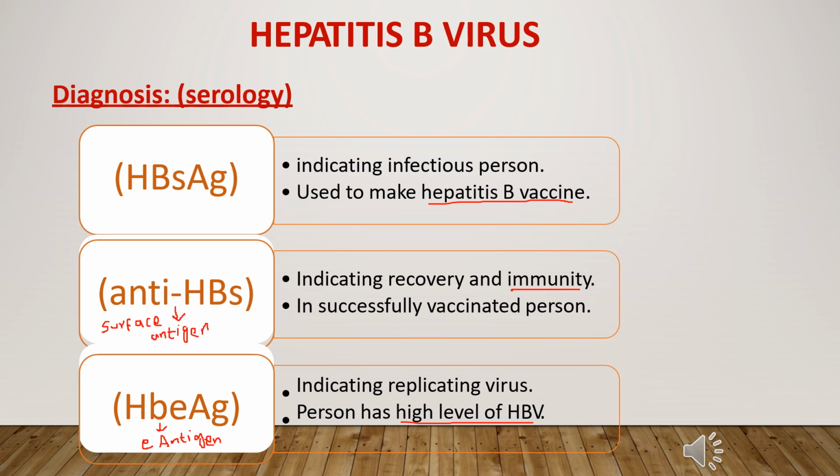The second one is anti-HBs. Hepatitis B surface antibody indicates recovery and immunity from hepatitis B virus infection. It also develops in a person who has been successfully vaccinated against hepatitis B. The third one is HBeAg, hepatitis B e antigen. These are viral proteins made by the hepatitis B virus and released from infected liver cells into the blood. It indicates replicating virus and that the person has a high level of hepatitis B virus. This test detects how much virus is in the blood, as a result of very acute or very active viral replication.